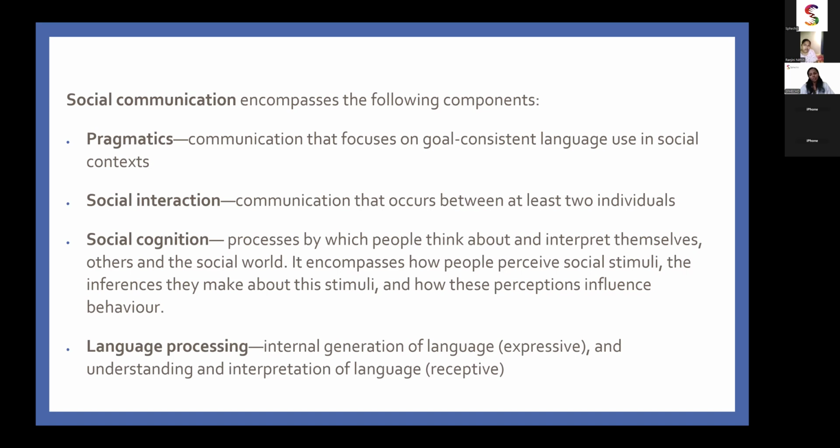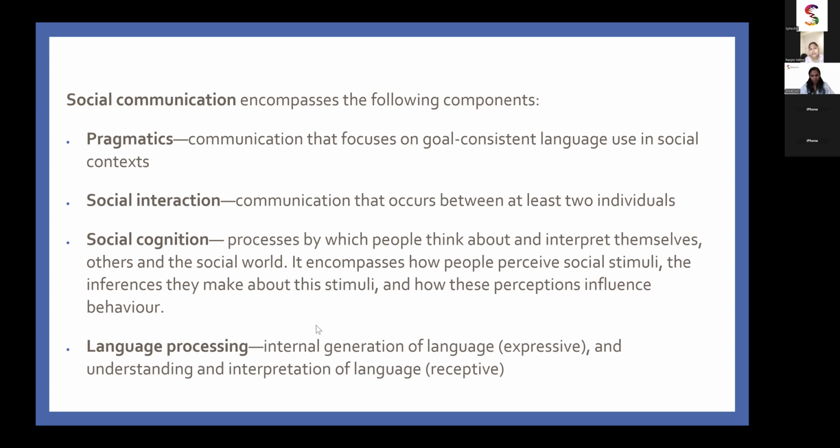Then there is social interaction. Social interaction is communication that occurs between at least two individuals. We know that communication happens when there are two people, and social interaction is similar. You should be able to communicate with at least two people or a group of people.